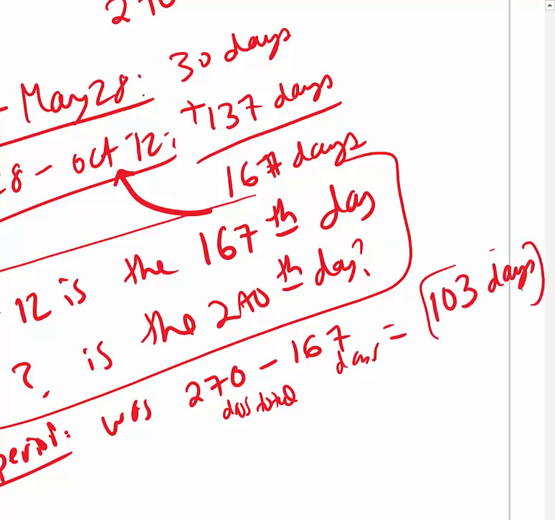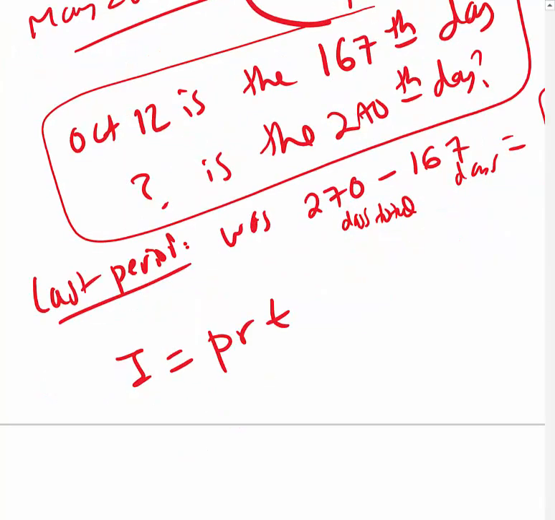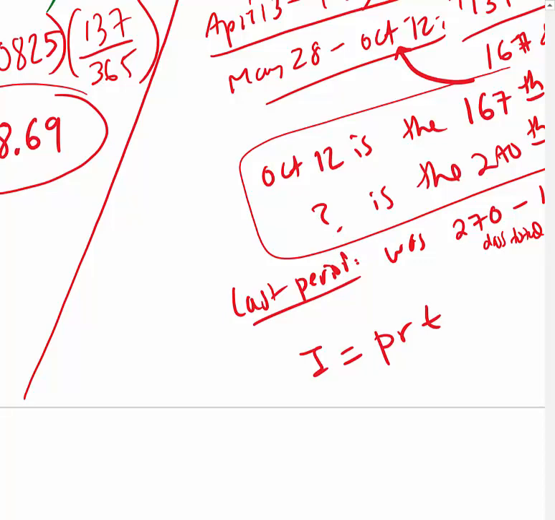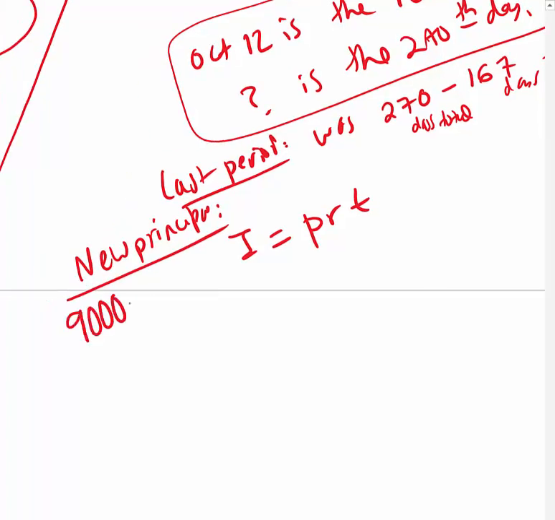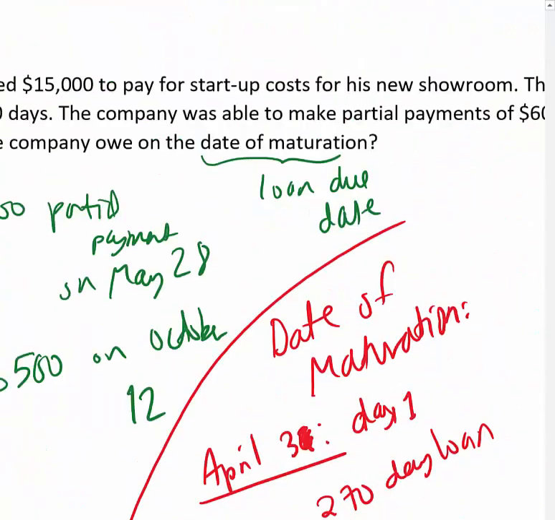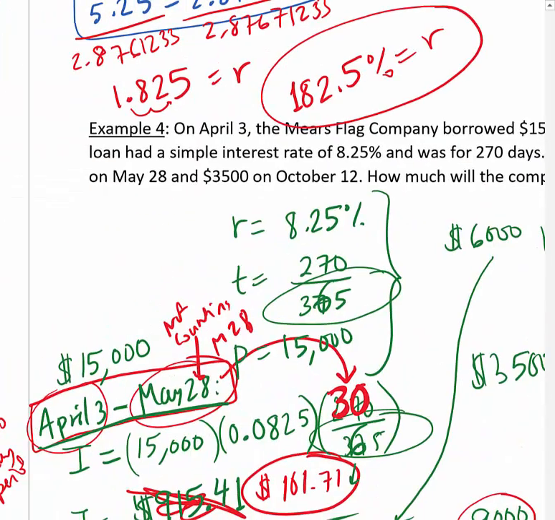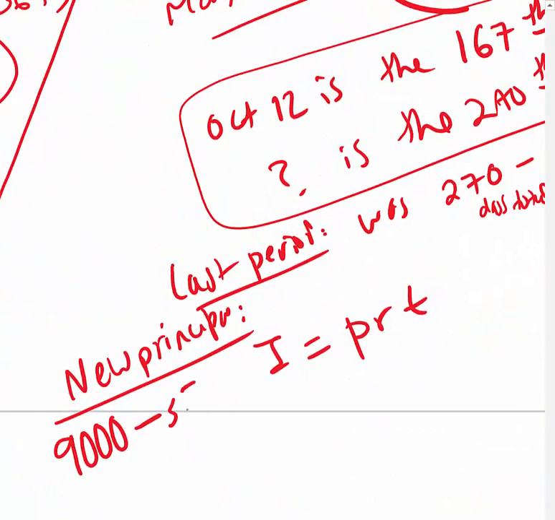Okay, so the last period was 103 days, and the interest is the principal times the rate times the time, but the principal is going to be smaller again. The new principal is what? Well, remember we said when he made the last payment, the principal was only 9,000, and he made a payment of, how much did they say? 6,000? Oh no, 3,500. Okay. So yeah, second payment was 3,500, so he no longer owes 9,000, he only owes 5,500. So that'll be the new principal. We already paid part of it off.